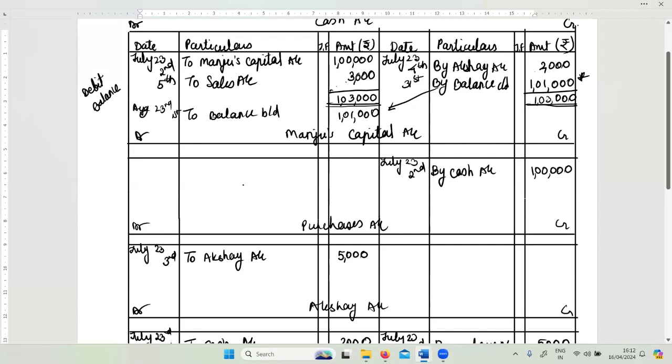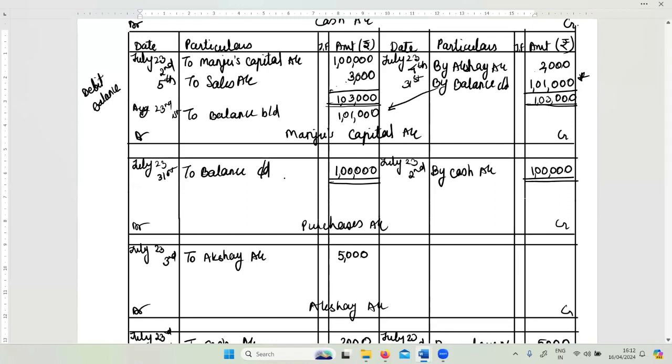Now coming to Manju's capital account, which side is more? Obviously there is nothing on debit side, so its credit side is more. So I will have to balance this particular account by writing on the debit side. I will write 31st of July, to balance carried down. And amount that I carried down is 1 lakh. Fine. I close it with a double line showing that this account is closed on 31st July.